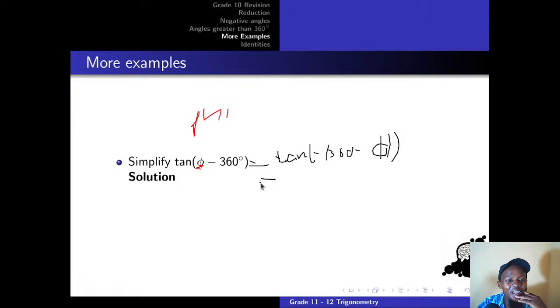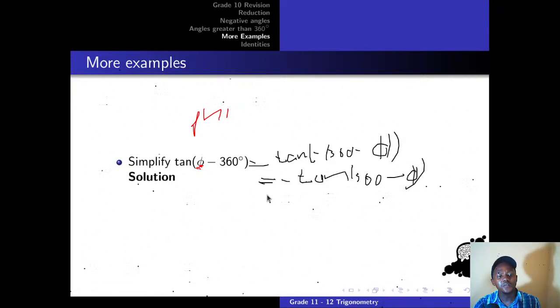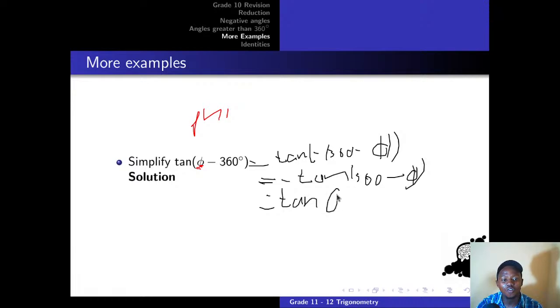Now, tan of negative angle that's in the fourth quadrant, tan is negative in the fourth quadrant, so this is negative tan of 360 minus phi. Now, 360 minus is in the fourth quadrant, tan is negative in the fourth quadrant. But because we already have a negative sign here, the two negatives cancel one another out. You remain with a positive tan of phi.